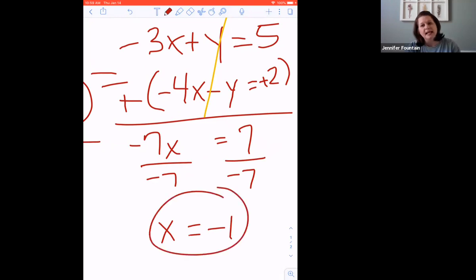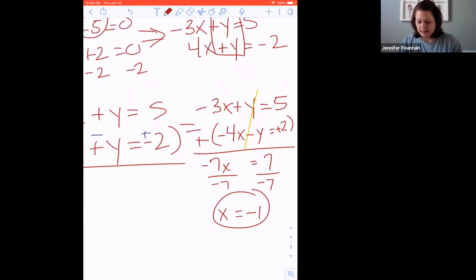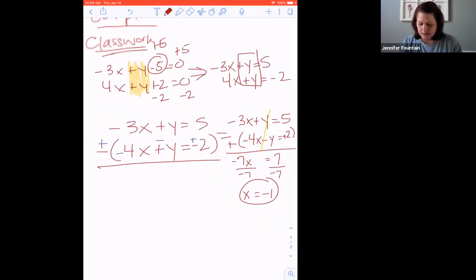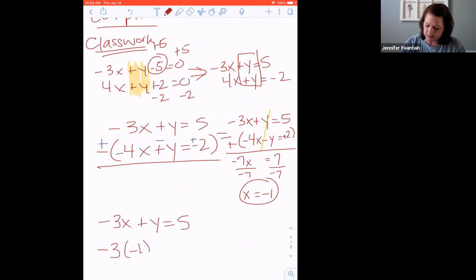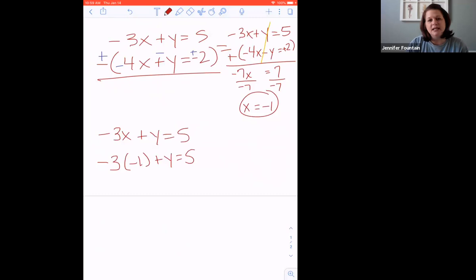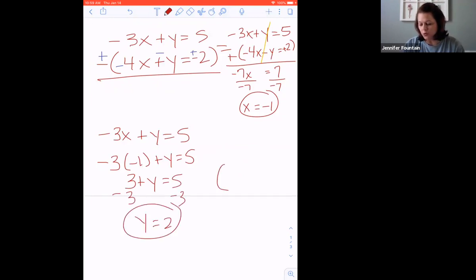So now I'm going to take that negative 1 solution for x, plug it in to one of my equations. I'll go ahead and start with negative 3x plus y equals 5. So I'm going to plug in my negative 1 for x plus y equals 5. Negative 3 times negative 1 is a positive 3 plus y equals 5. Subtract 3 from each side, so y is equal to 2. So my ordered pair solution will be negative 1, positive 2.